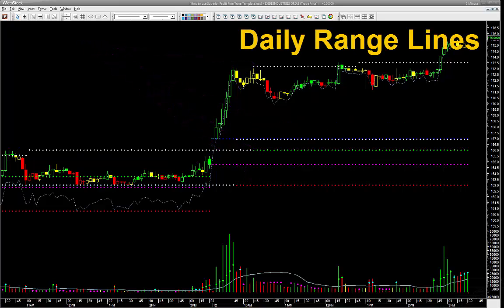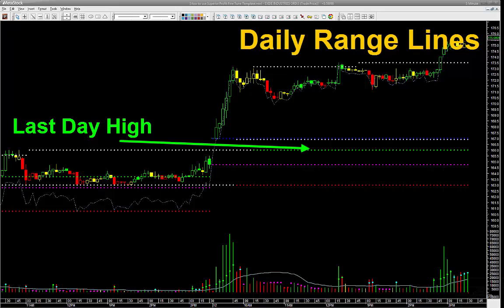We are now seeing the daily range lines. They are drawn automatically by the system. These are significant price levels which may be used for profit taking. Daily range lines are formed from today, last day, or few prior days price movement. This is why they are called daily range lines.